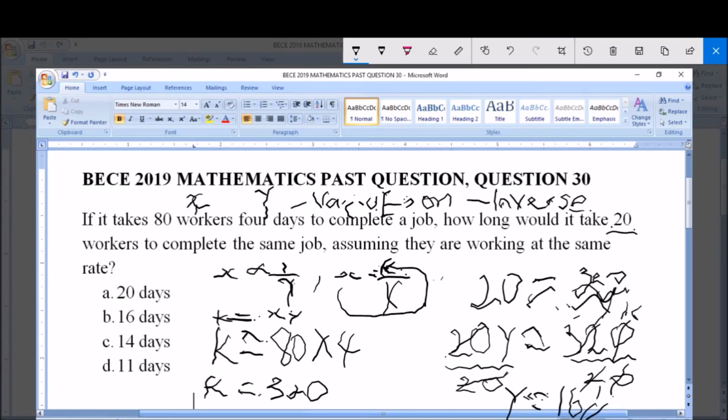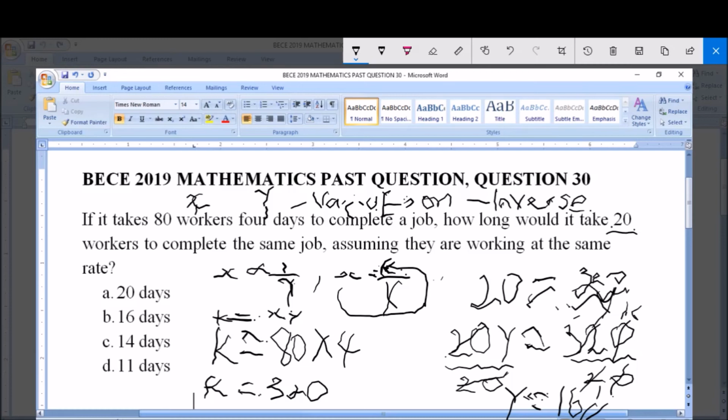So it will take 16 days for 20 workers to complete that same job, assuming they are working at the same rate. Now remember where we're coming from. It's an inverse variation because once you increase the number of workers, the number of days will decrease, and once you decrease the number of workers, the number of days will increase. So they are not directly proportional; they are inversely proportional.